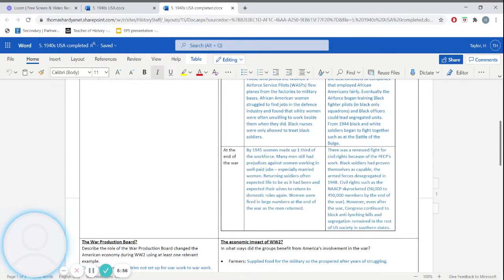By the end of the war in 1945, women made up 1/3 of the workforce, so a much higher percentage than before. Many men still had prejudices against women in well-paid jobs, especially married women, and returning soldiers often expected life to be as it had been before the war and expected their wives to return to domestic roles again. And women were, in fact, fired in large numbers at the end of the war when the men returned.